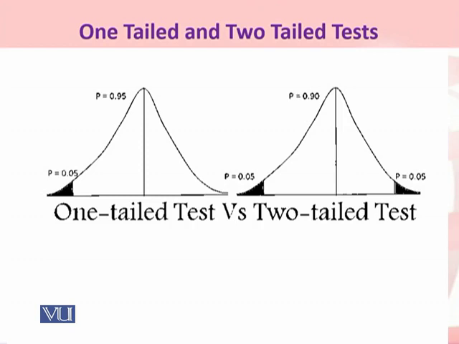Now, why is this called a one-tail test? The reason is that the entire rejection region lies on either the left side or the right-hand side. These shaded areas are usually known as the rejection region, whereas the unshaded one is known as the acceptance region.